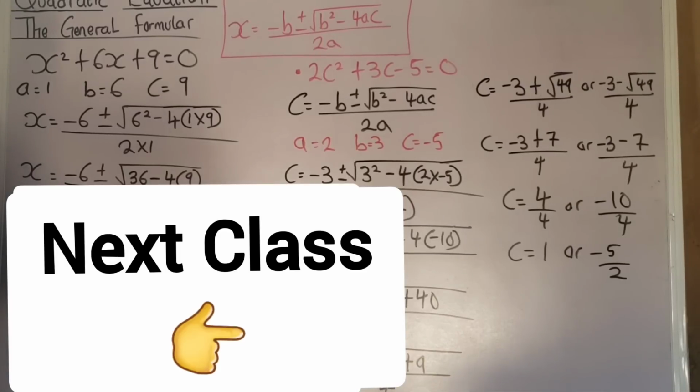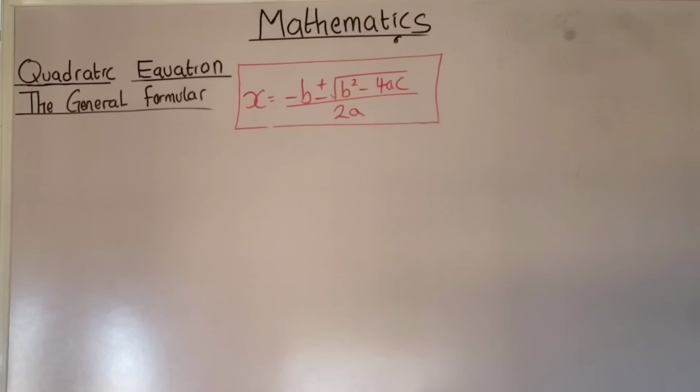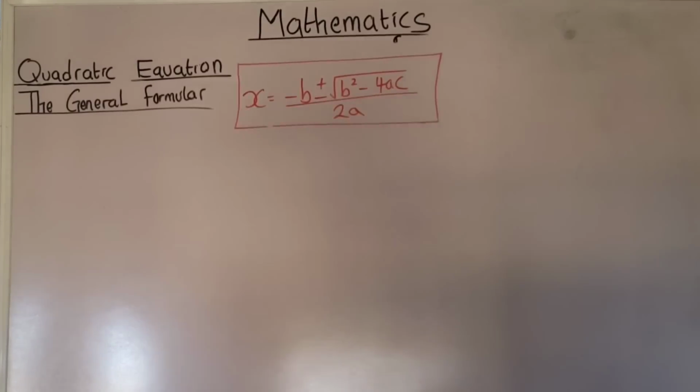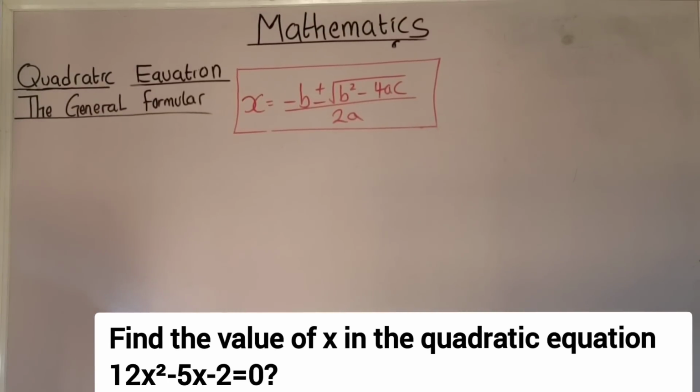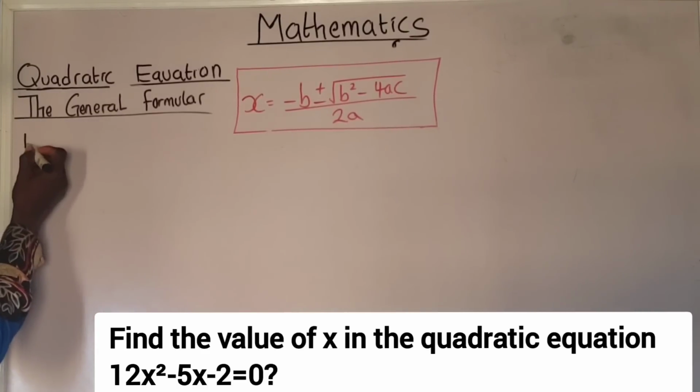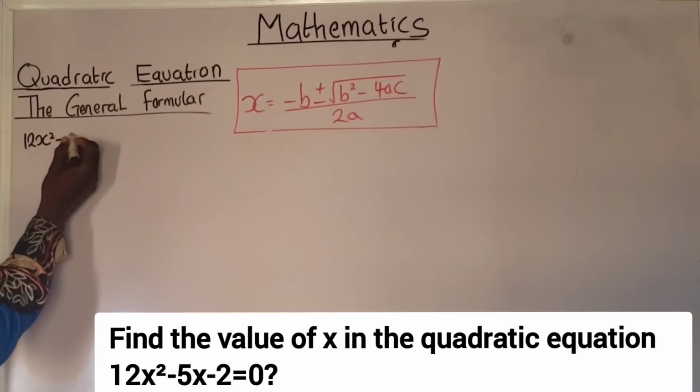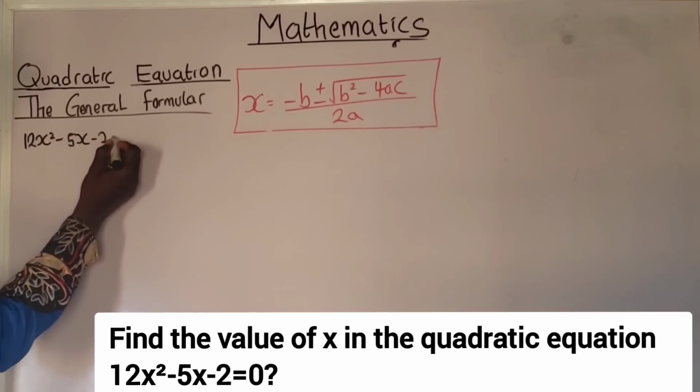You understand? Okay? In this class, we're going to learn how to solve quadratic equations using the formula method. Okay? Let's start with the first question. Find the value of x in the quadratic equation 12x squared minus 5x minus 2 equals to 0 using the formula method. Okay? We have 12x squared minus 5x minus 2 equals to 0.